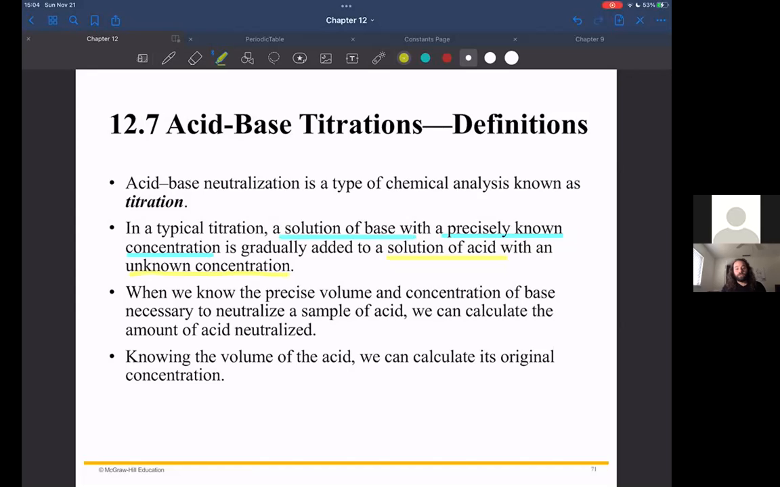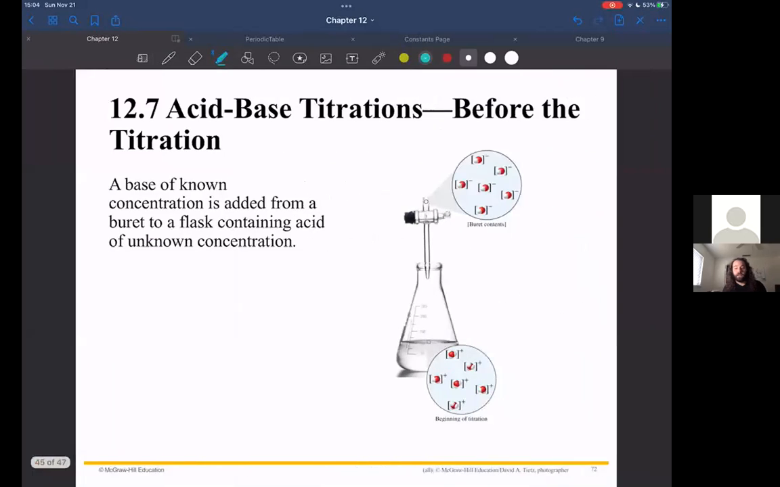So what we're going to be able to do is, since we know the precise volume and the concentration of the base necessary to neutralize the acid, then we can calculate the amount of acid neutralized. So these are all about one of these components, the base concentration and volume. You're going to use it to find the acid concentration and volume. I think just looking at this pictorially might make a little more sense. These are what we have when we have a titration.